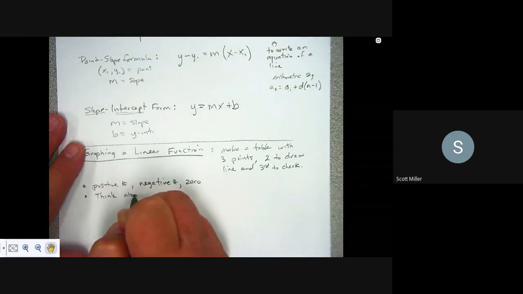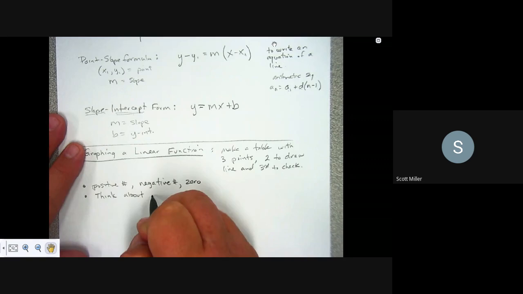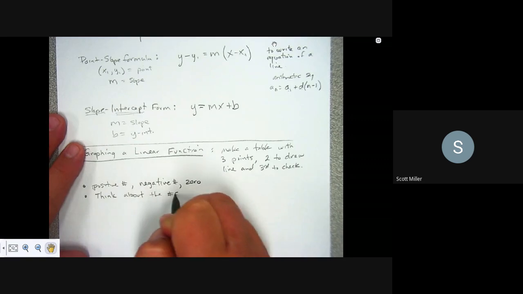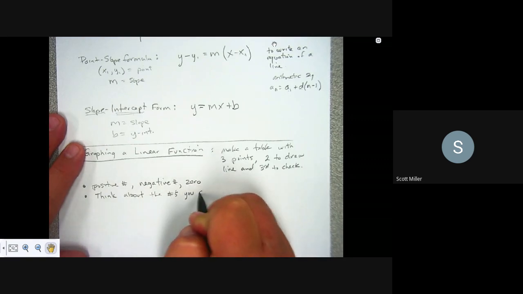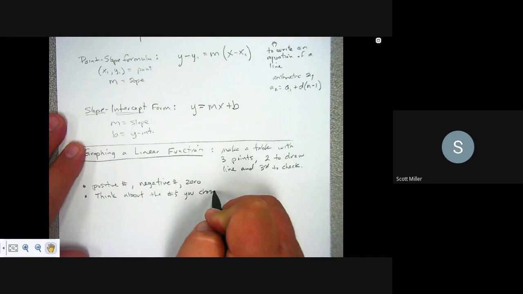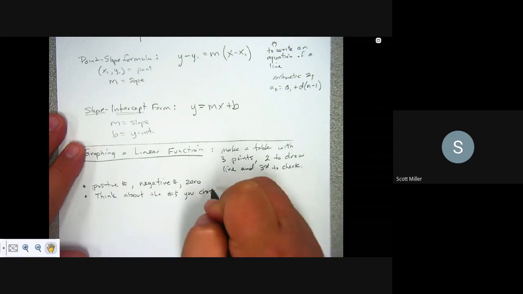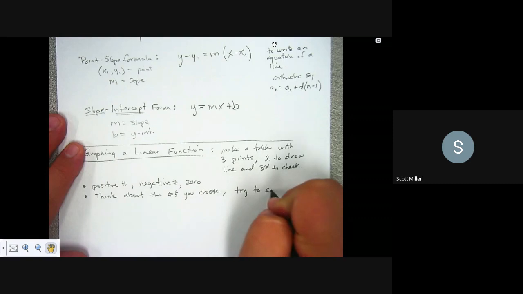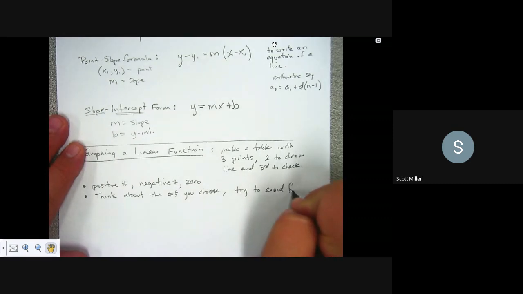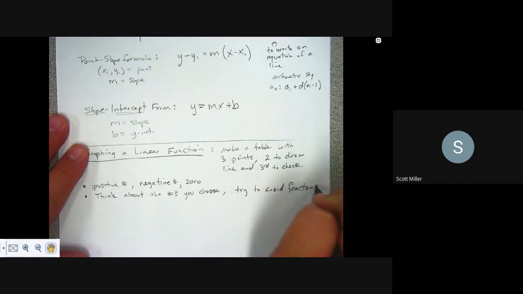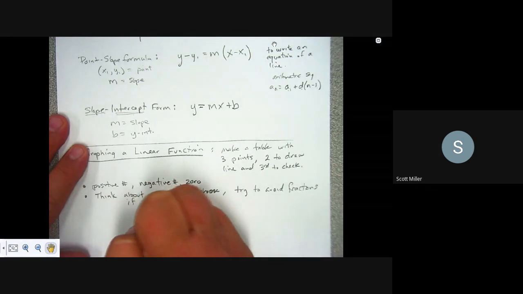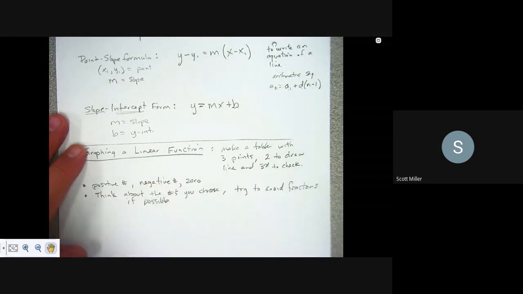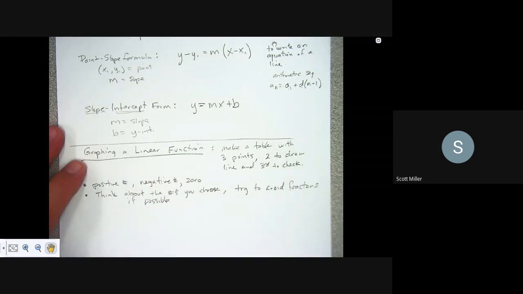Think about the numbers you choose. There's 2 of them. Try to avoid fractions if possible. It's easier to graph integers than it is fractions. We'll show some examples that might help you understand what I mean by that.